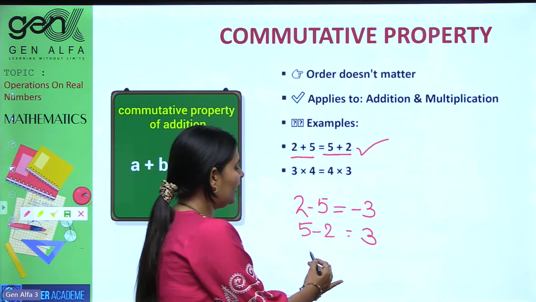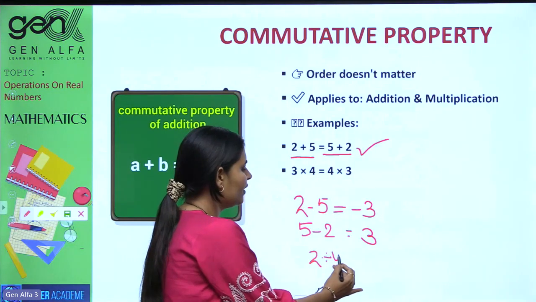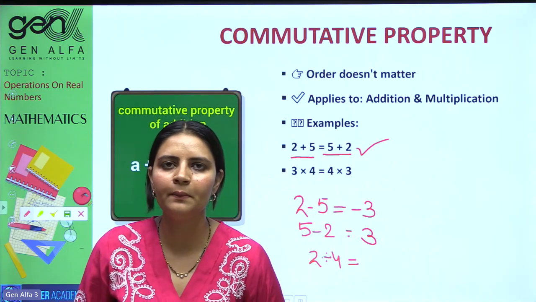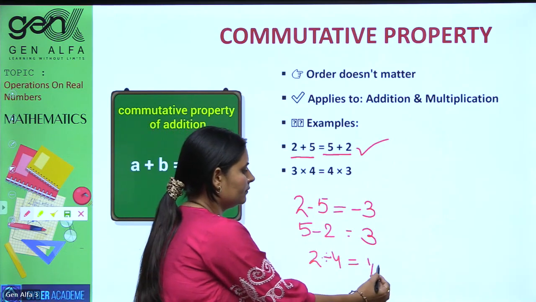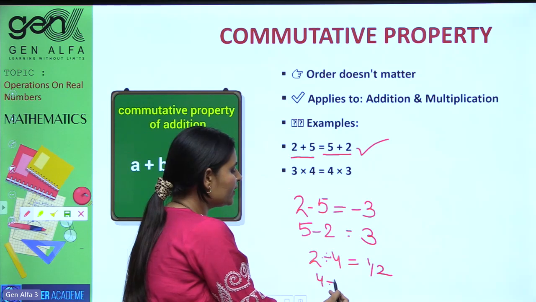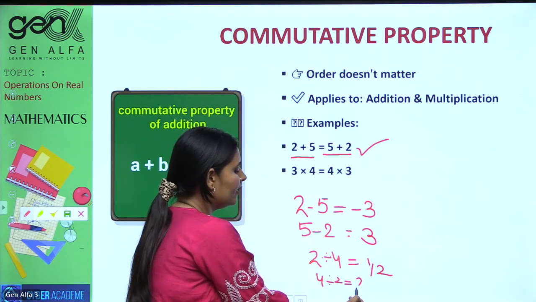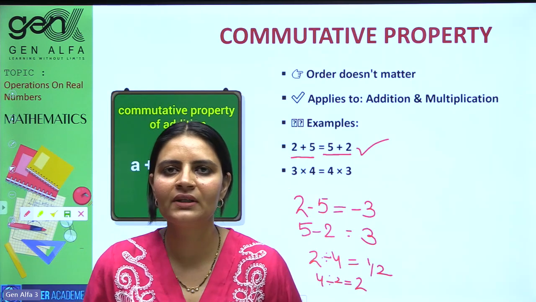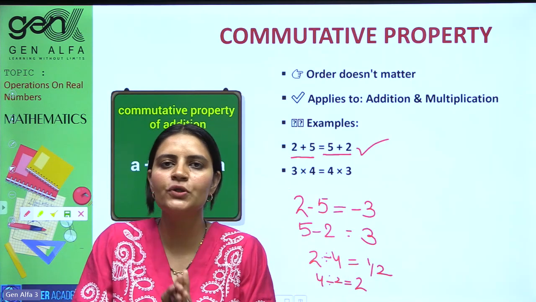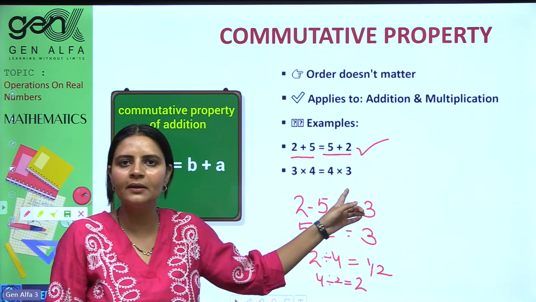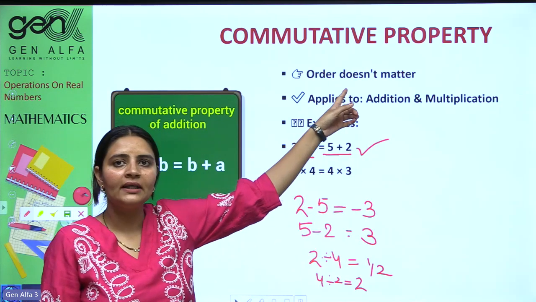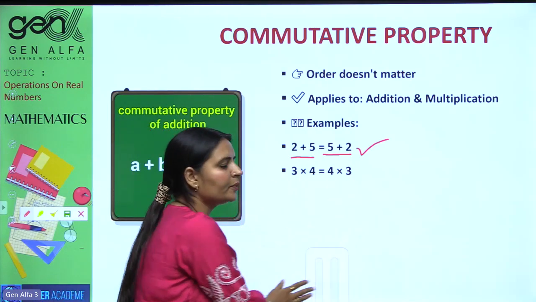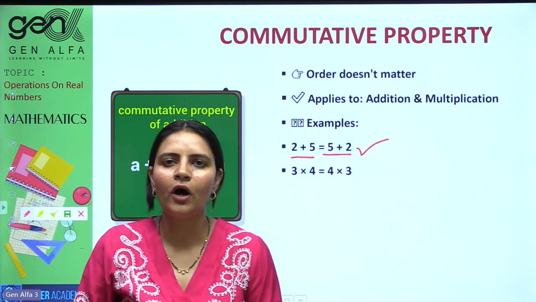Now, let's suppose you are getting divided. 2 divided by 4 is 1 by 2. And 4 divided by 2, you are getting 2. Is the result same? No, the result is not same again. So only under addition and under multiplication, commutative property works. Please note it down and please remember it for life. Order does not matter under addition or multiplication.